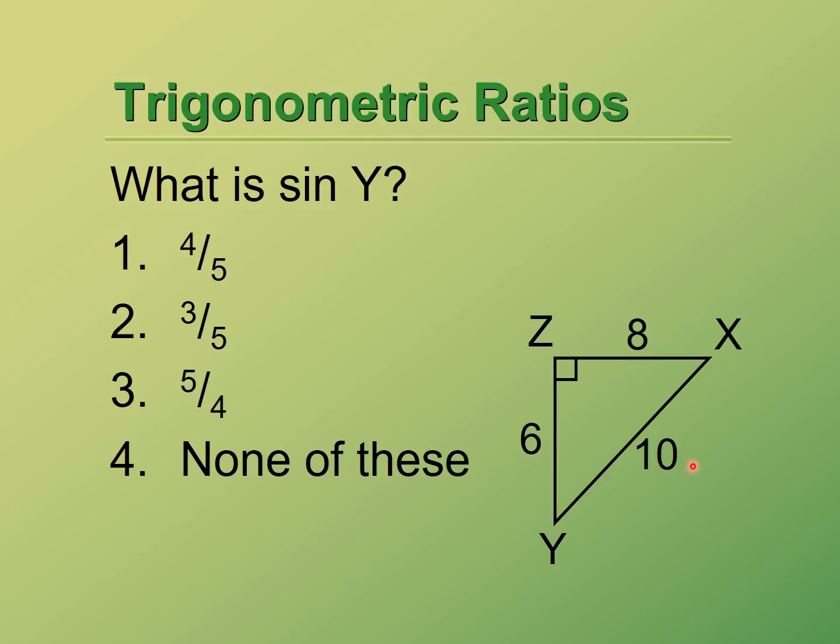Now let's find sine of angle y. So here's angle y. So you would go opposite, which is 8, and put it over the hypotenuse, which is 10, and 8 over 10 reduces to 4 over 5. If we want to find tan of x, tan is opposite over adjacent. So it would be 6, which is the opposite, over 8, the adjacent. So 6 over 8 reduces to 3 over 4.